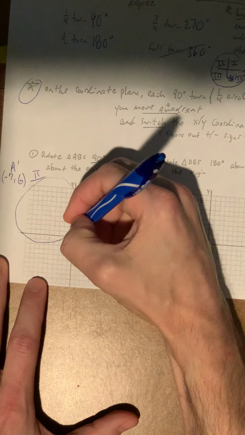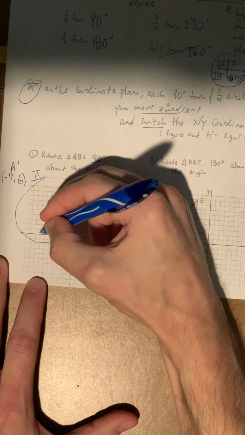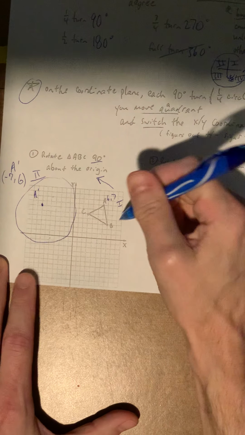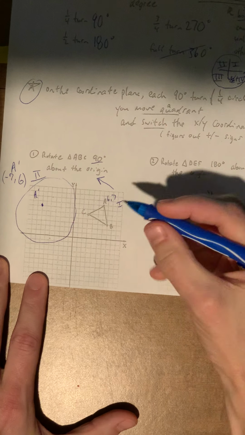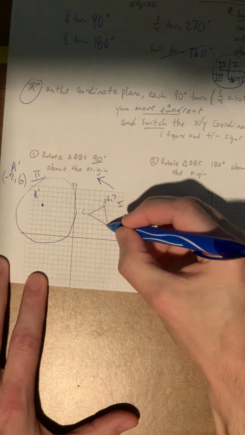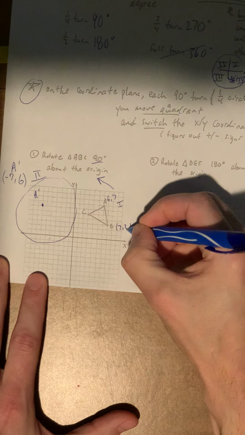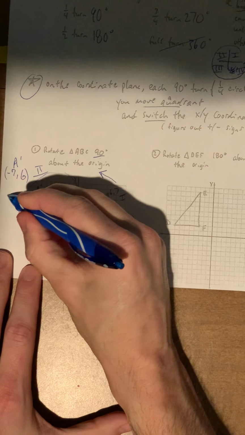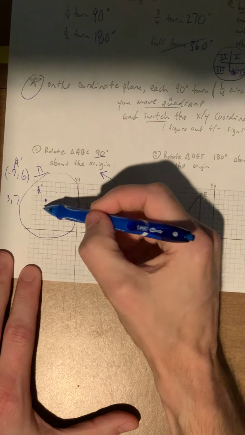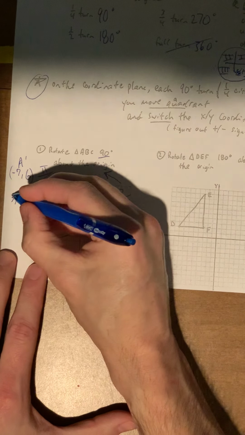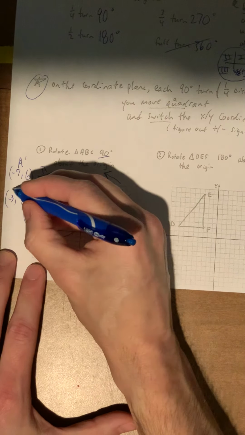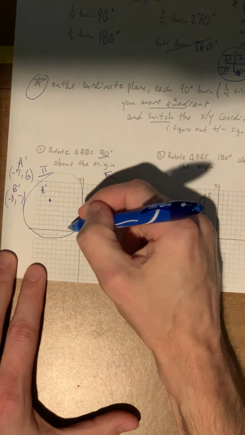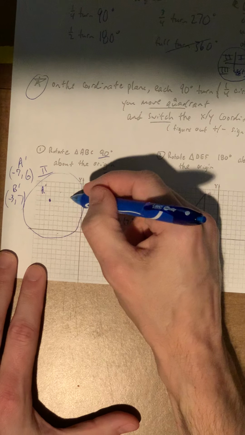So we graph that. 1, 2, 3, 4, 5, 6, 7. 1, 2, 3, 4, 5, 6. There's A prime. Let's do B. Coordinates of B are positive 7, positive 3. We swap those once for a 90 degree turn. That means the coordinates are 3, 7, but again, X is negative, Y is positive, so the coordinates are really negative 3, 7. So that's B prime. So we plot that point, 1, 2, 3, 1, 2, 3, 4, 5, 6, 7.